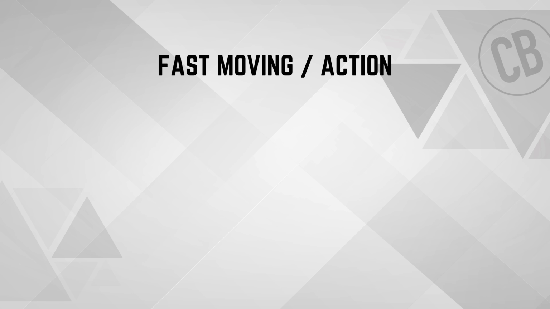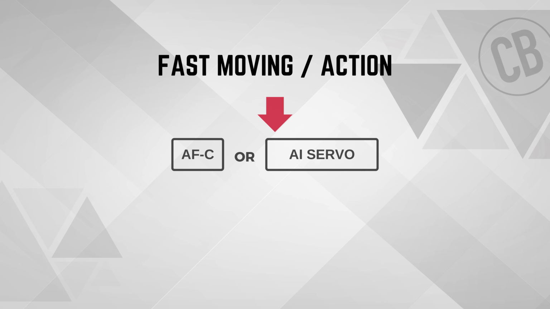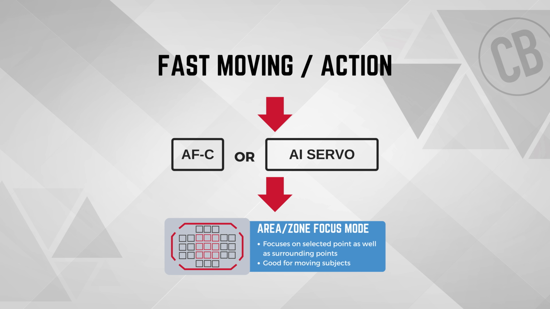If you're shooting fast or moving action, however, you'll likely be shooting in continuous autofocus, AFC or AI servo. This will help you to track your subject and continue to keep that focus on them even when they move within the frame. Because they are moving within the frame, it might be a better idea when using continuous autofocus and capturing fast moving action to use a focus area or zone. That way you can track the subject and have a higher chance of nailing the focus even if they're moving within that frame.